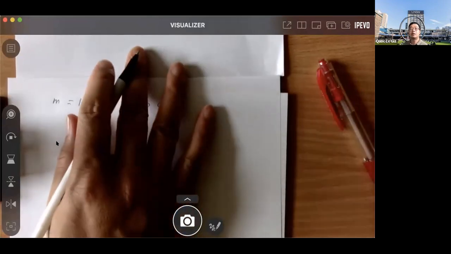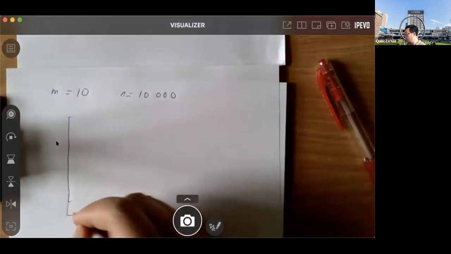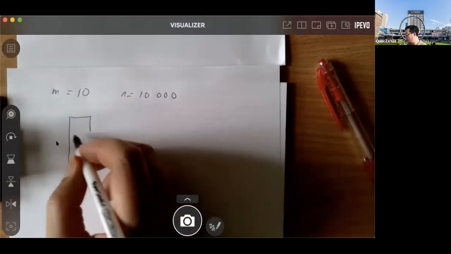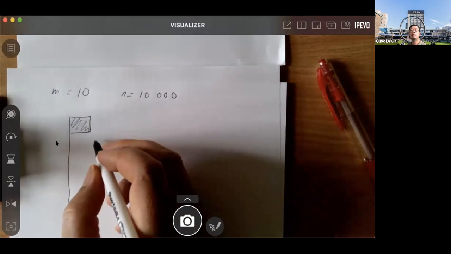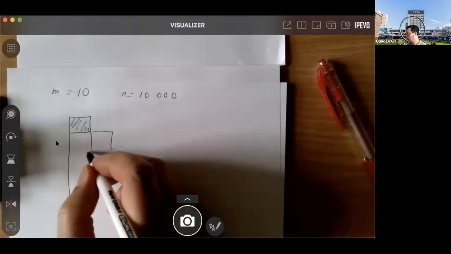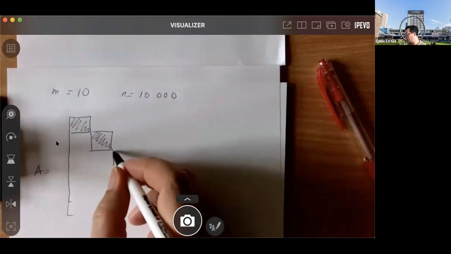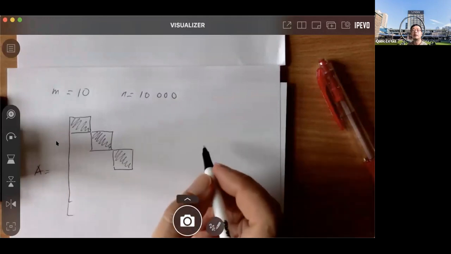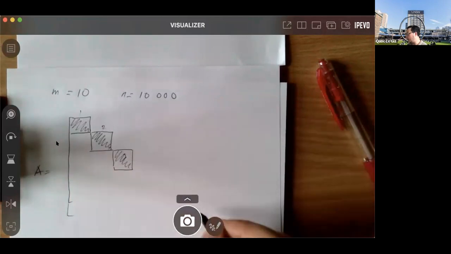Okay, so now what is the structure of the matrix? How many non-zero blocks do we have in this matrix? 10, yes, so we have 10. So block 1, block 2, block 3, up to block 10.